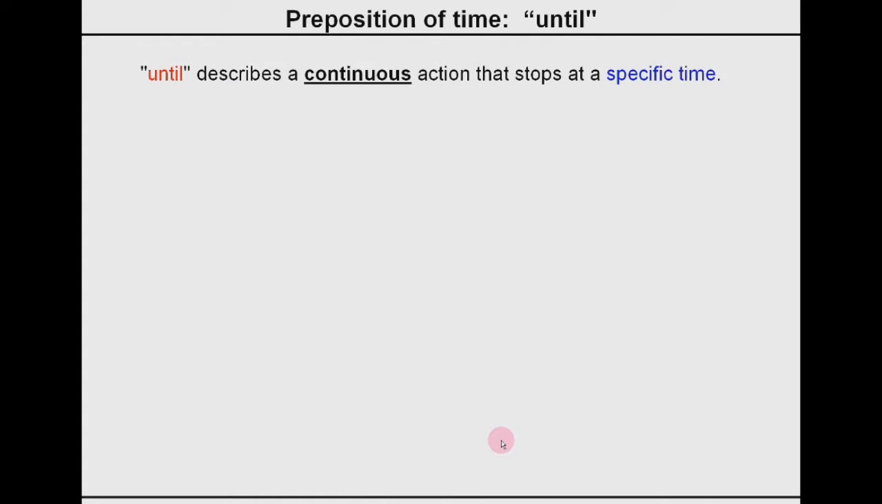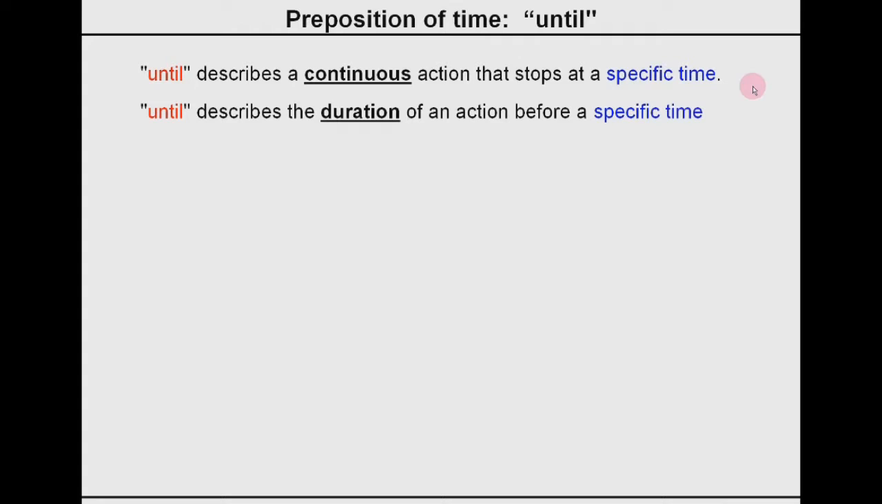Until. This is a different preposition of time. Until describes a continuous action that stops at a specific time. So the important word here is continuous. Until describes the duration of an action before a specific time.